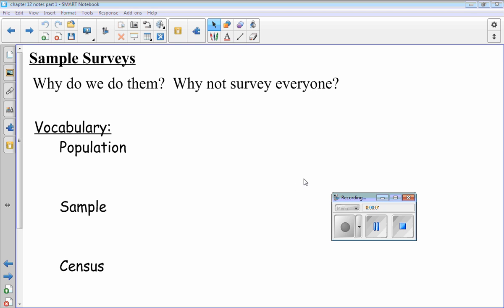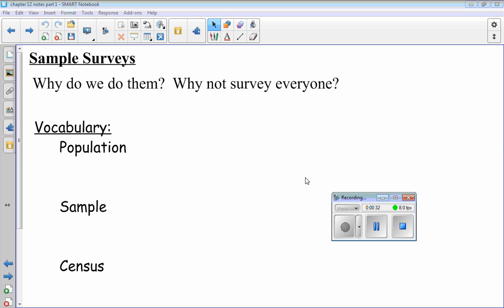So I know we talked about a population versus a sample last time. Remind us real quick, what's the difference? Population is all. Population is everybody. Sample is a small subset of the population, okay? Census is a what? It's a data collection method that samples the entire population. Good. A census is a type of data collection.